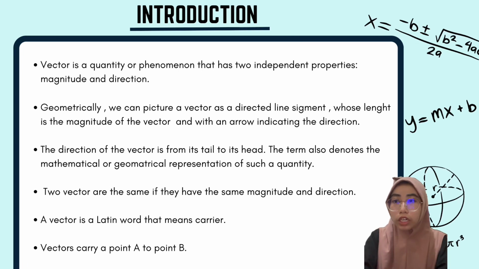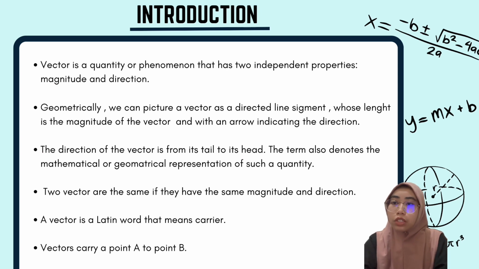First of all, introduction. A vector is a quantity or phenomenon that has two independent properties, which are magnitude and direction. Geometrically, we can picture a vector as a directed line segment, whose length is the magnitude of the vector, with an arrow indicating the direction.